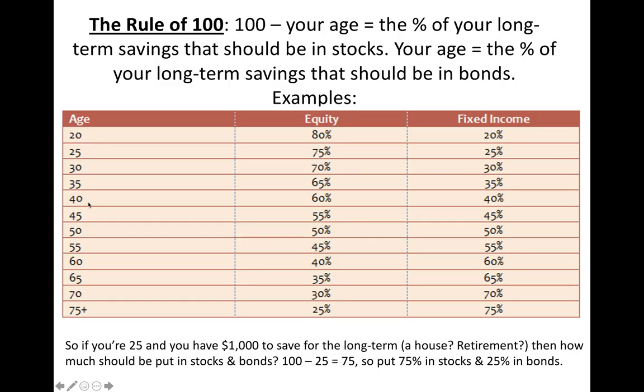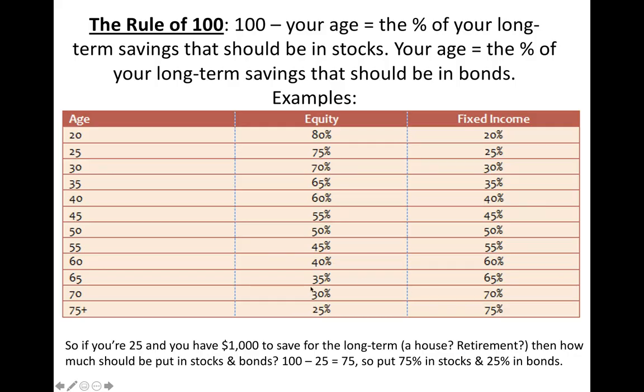If you look here throughout a person's financial life, you'll see what happens. The percent of their money that should be in stocks goes up or down? It goes down. And the percent of their money that should be in bonds goes up or down? It goes up. Why? Because bonds are safer.